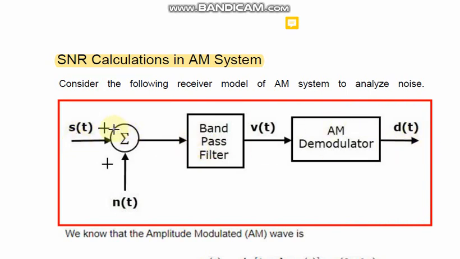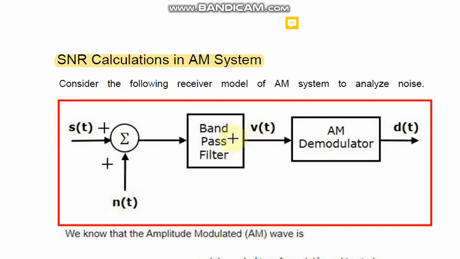In the input stage, what we are watching is that the modulated signal S(t) is added with a noise signal, which is a random signal, and the sum is fed to the band pass filter, which is giving the output V(t), and V(t) is equal to S(t) plus N(t).